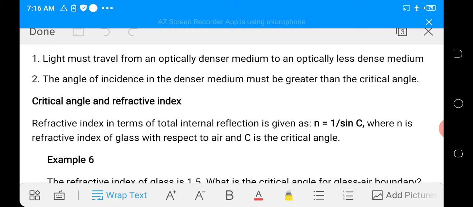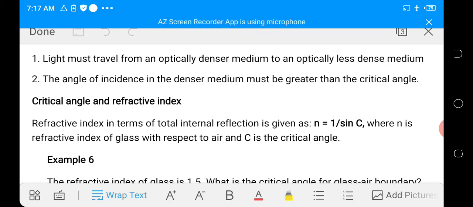e.g. from glass to air, from glass to water, from water to air, etc. But if a light ray travels from air to glass, total internal reflection cannot occur. If light rays travel from air to water, total internal reflection cannot occur, and so on. Condition 2, the angle of incidence in the denser medium must be greater than the critical angle. You can see that's what happened in figure C.